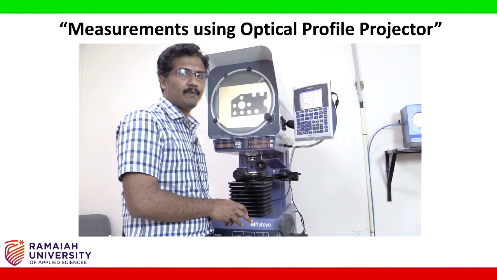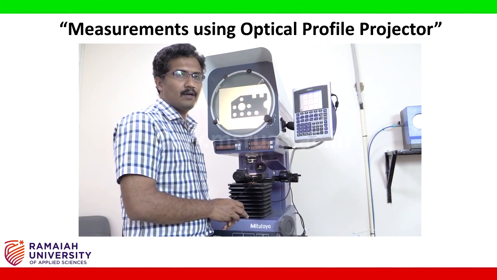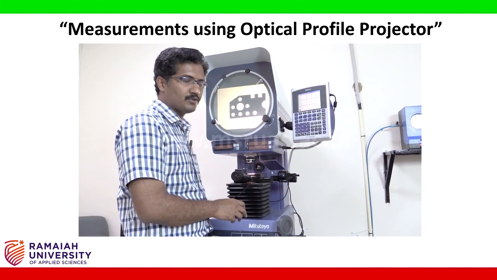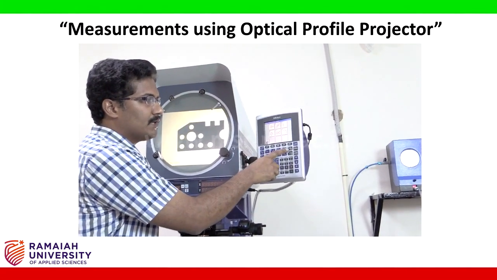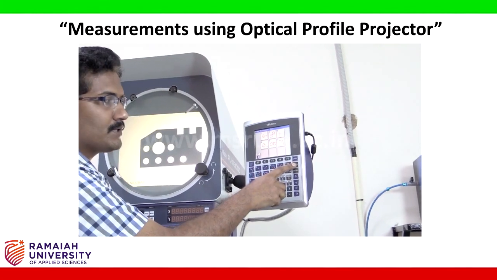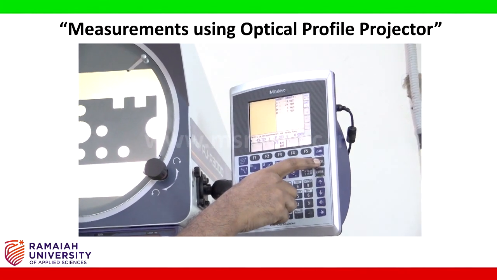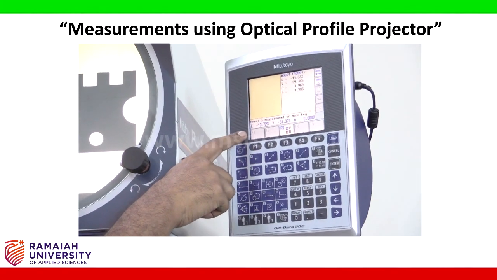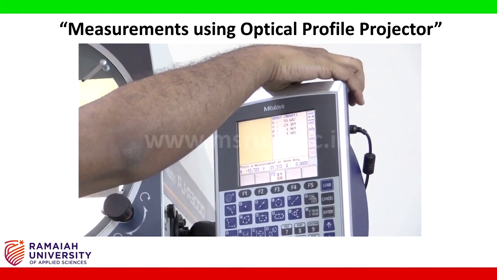Before ending the experiment, let us not forget how to switch off the machine. The first thing which you should switch off is the QM data. Before switching off, ensure that the QM data is in the home screen position. So you can use the cancel button and come back to the home screen position and switch off the QM data.